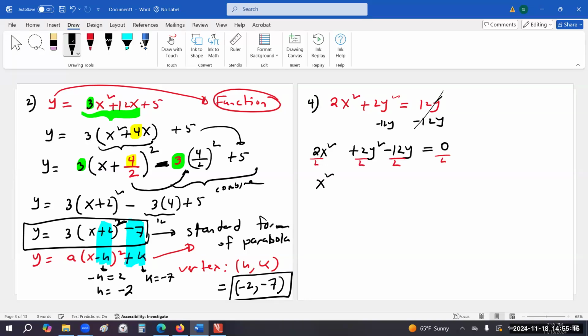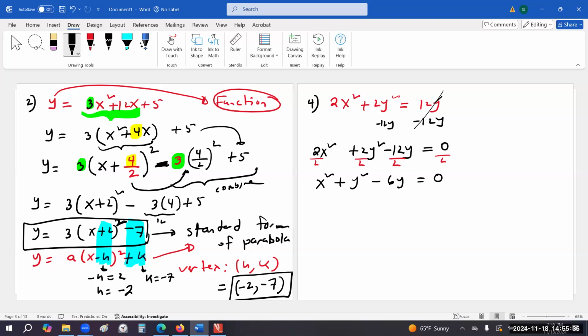We get x squared plus y squared minus 6y equals 0. We're kind of happy, but also sad at the same time. Y squared has a friend, negative 6y, but x squared doesn't have a friend.